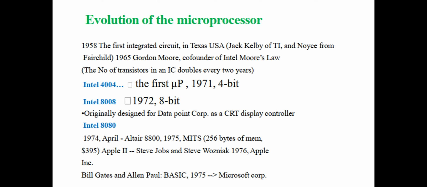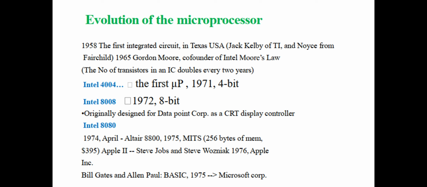1965. Gordon Moore, co-founder of Intel. Moore's Law: the number of transistors in an IC doubles every two years. Intel 4004, the first microprocessor, 1971, 4-bit. Intel 8008, 1972, 8-bit, originally designed for Datapoint Corp. as a CRT display controller.